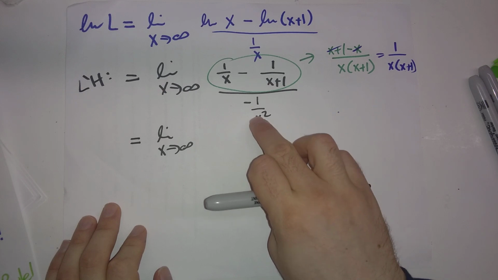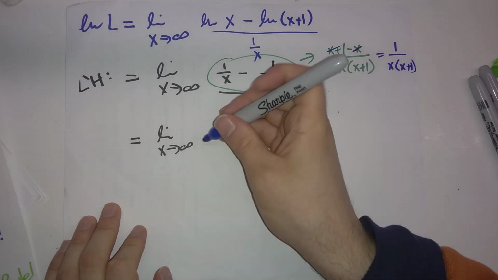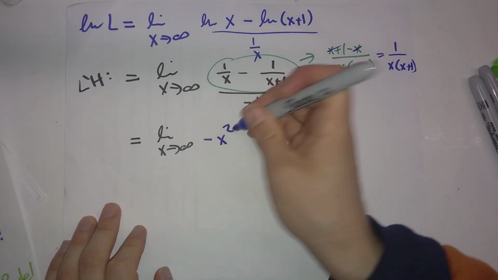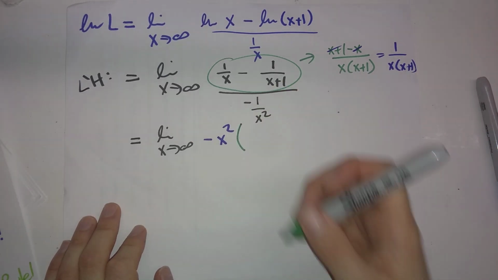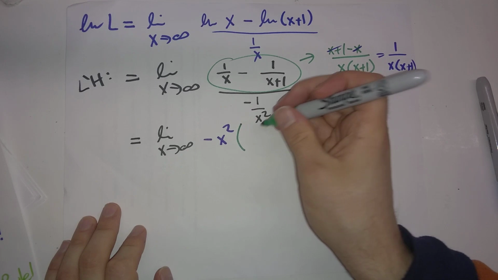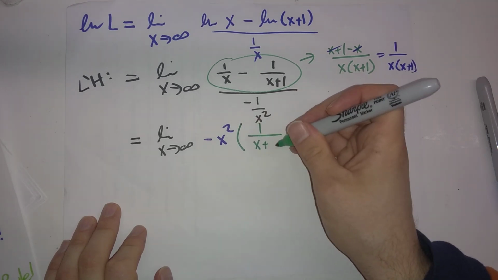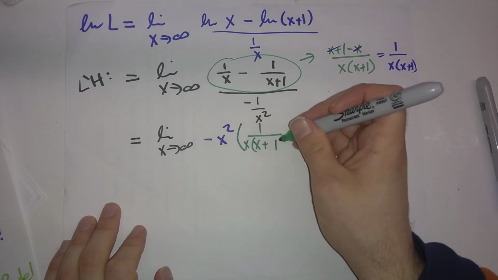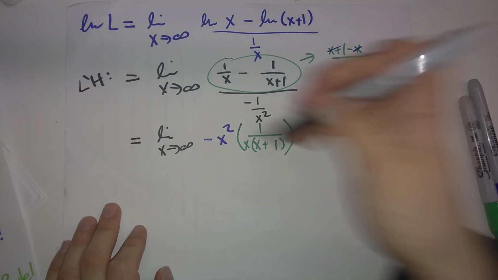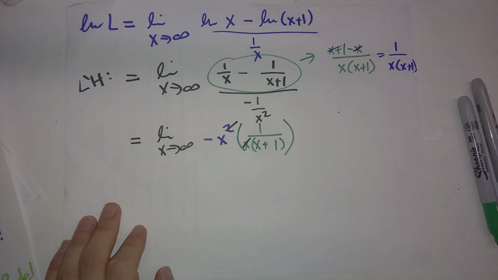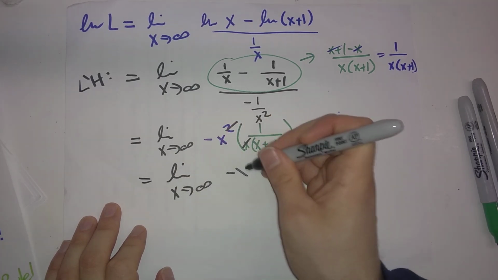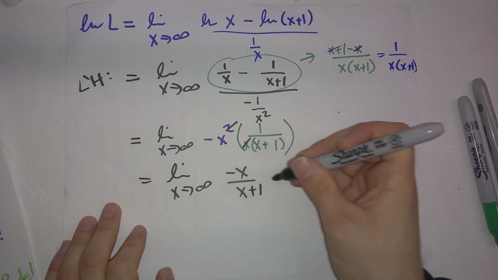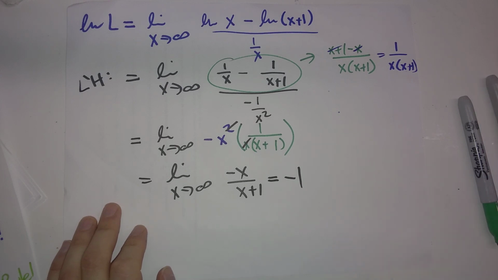And dividing by minus 1 over x squared is the same thing as multiplying by x squared. So we end up with minus x squared times 1 divided by x times x plus 1. Those x's cancel. The limit as x goes to infinity of minus x divided by x plus 1. It's pretty easy to see that that's minus 1. Use L'Hopital's rule again or something like that.